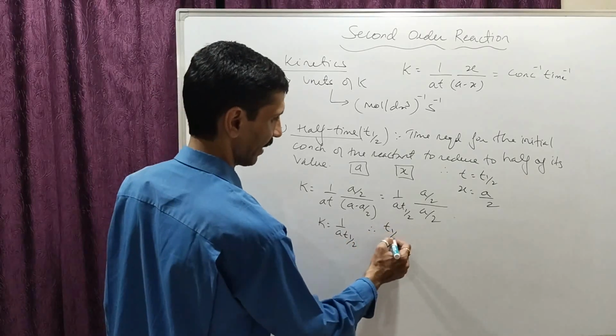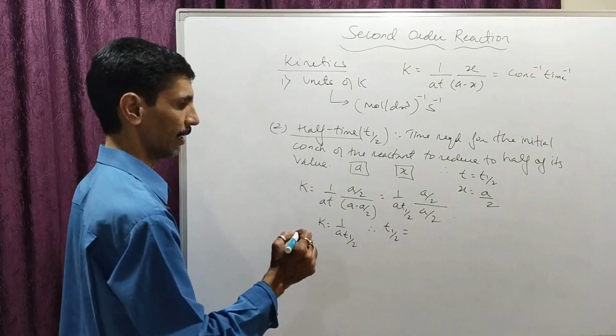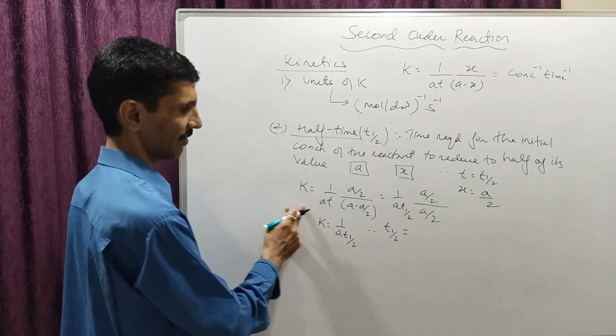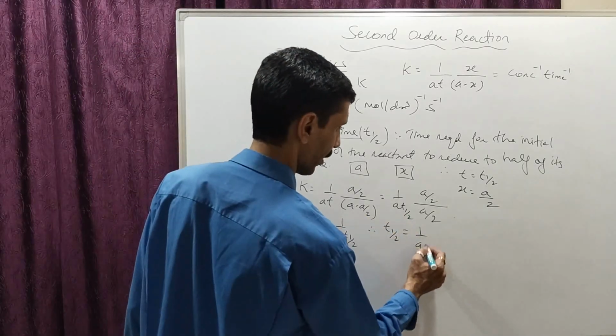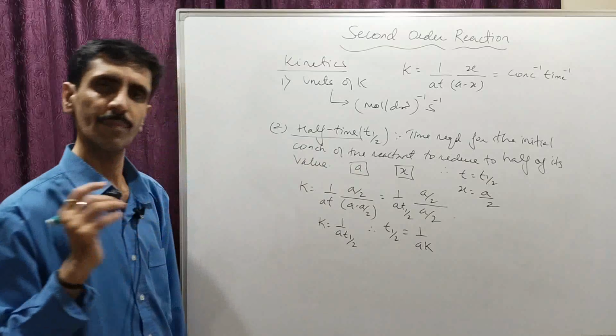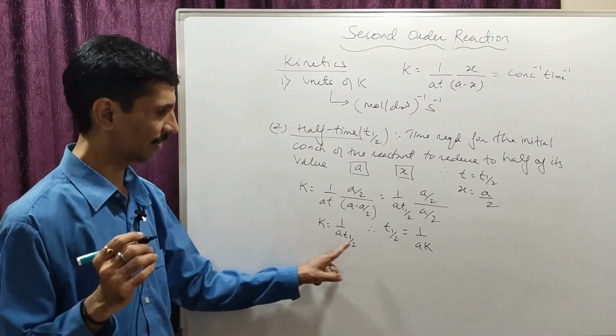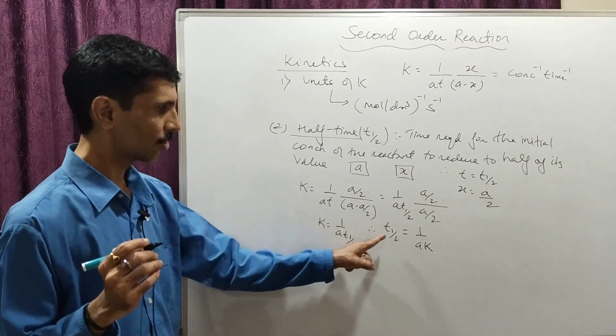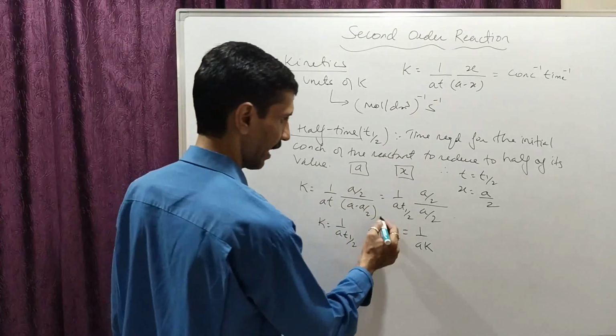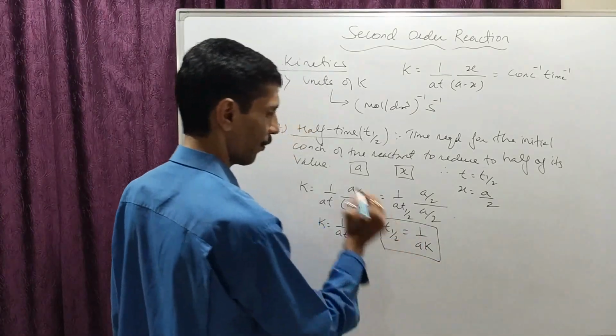And therefore we say T half is equal to, okay, T half will go on this side. So we have 1 upon AK. Okay. T half and K exchanging values. So T half will go here, K will come here. So what expression will we get? T half is equal to 1 upon AK.